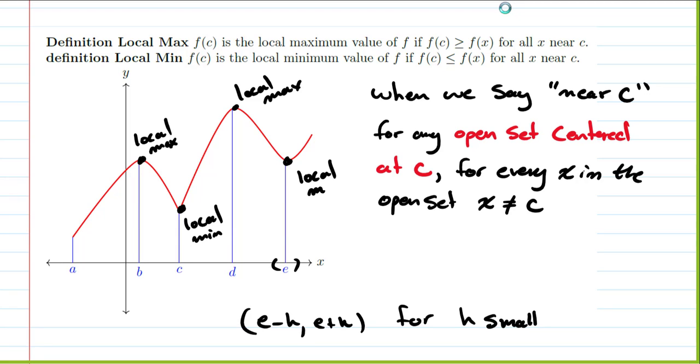Because in some small neighborhood around those points, they are either the highest point or the lowest point. Not universally, but in some small neighborhood. So then, we weren't asked this, but in this picture, where would our global or absolute maximum be? At D. And where would our global or absolute minimum be?